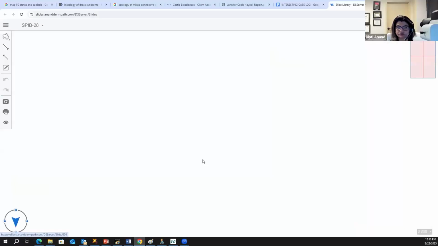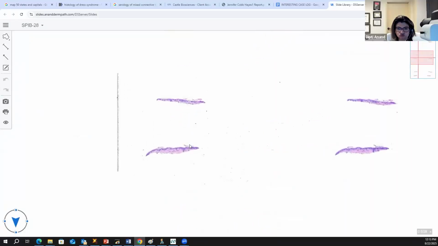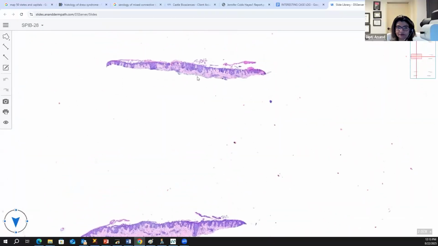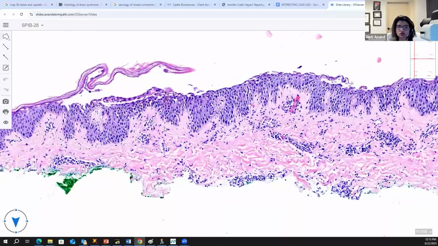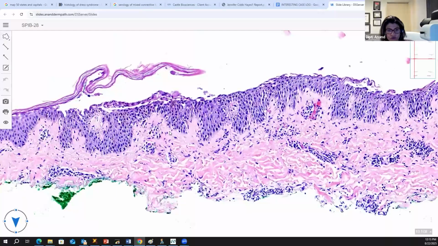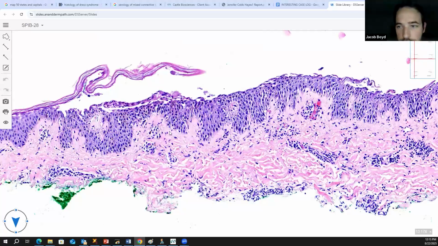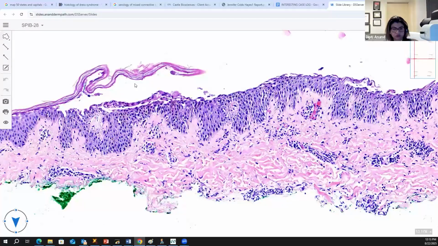28. Okay. So again, I just need you guys to show how you approach this slide. That looks like a subcorneal split with sort of focal acanthosis around the granular layer, so it looks more like pemphigus foliaceus.